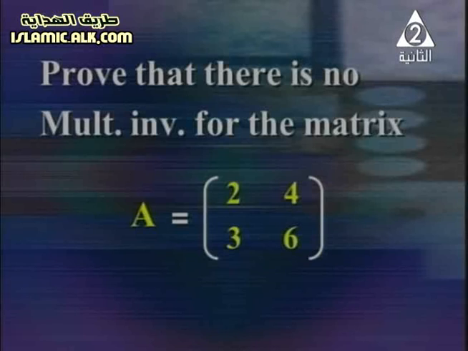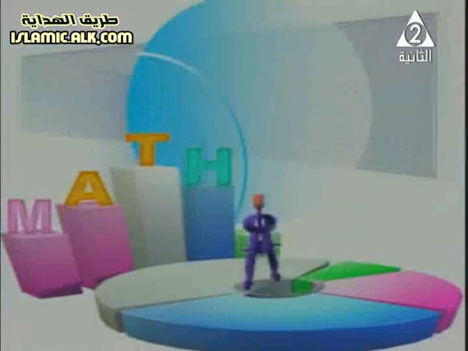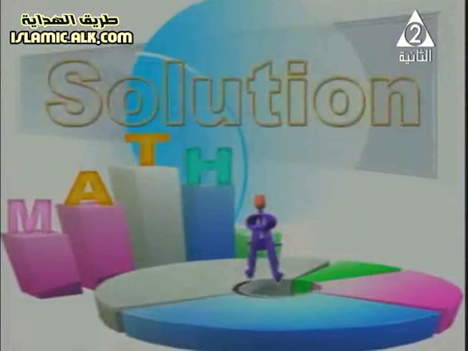If you find the determinant of this matrix by the product of the principal diagonal elements minus the product of the elements of the second diagonal, it must be equal to 0. Solution. Determinant of A = [2, 4; 3, 6] equals 12 minus 12 equals 0.